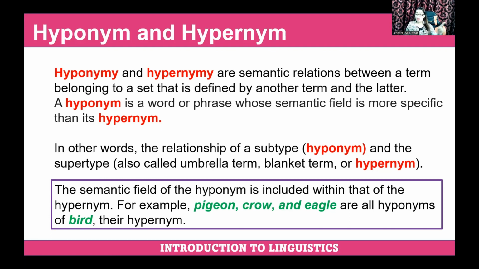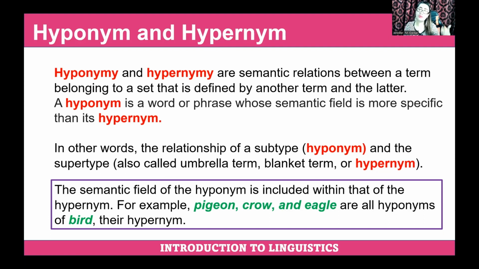So, example natin dito, pigeon, crow, and eagle. So, yun po ay ang tinatawag natin na specific. When we say specific, siya yung subtype. Magbigay kayo ng example ng ibon, ng birds. So, yun po yung hyponym. Siya yung specific term. And then yung hypernym, siya yung blanket term or yung pinakang general na tawag. So, ibon po. Ang hypernym or bird is the hypernym of pigeon, crow, and eagle.